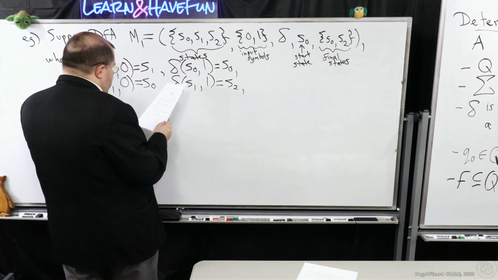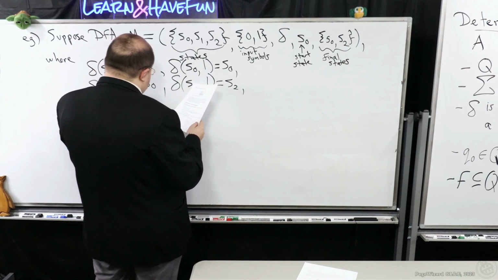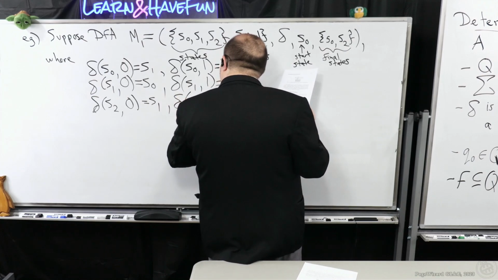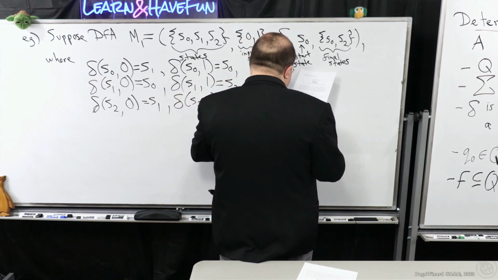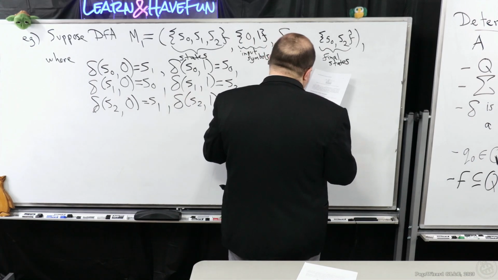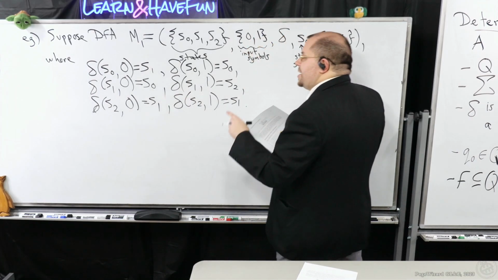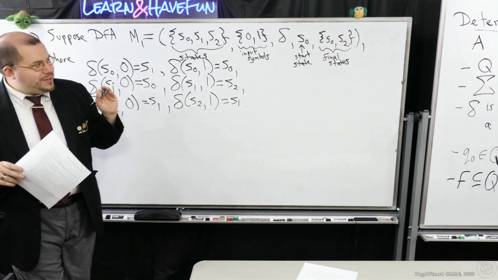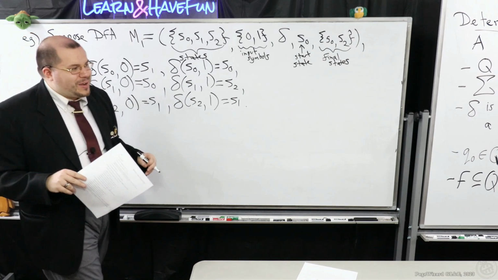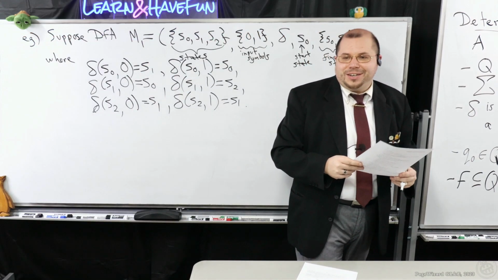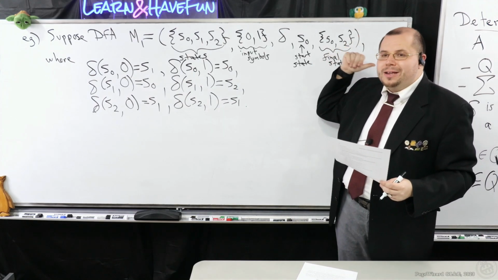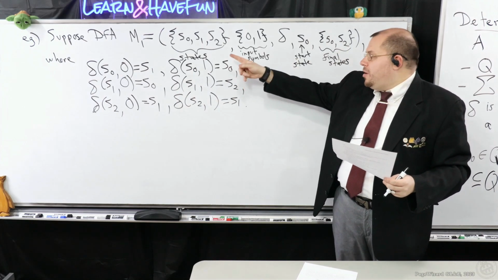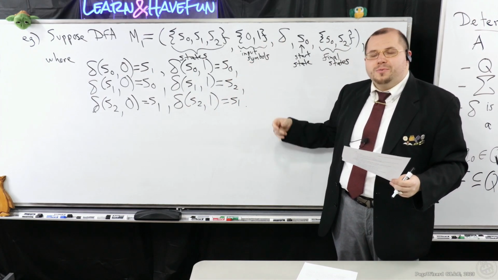Next, if I'm in state S2 and I read a 0, I go to state S1. And finally, if I'm in state S2 and I read a 1, M1 goes into state S1. So this is a complete description of the transition function. Note that you have to define every one of these, otherwise you have not defined the transition function. You have to define for all possible states and all possible input symbols where you're supposed to go.